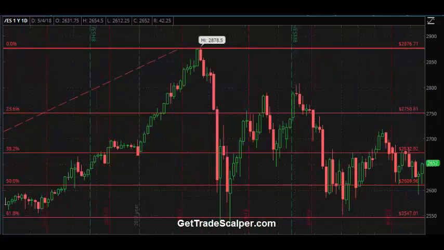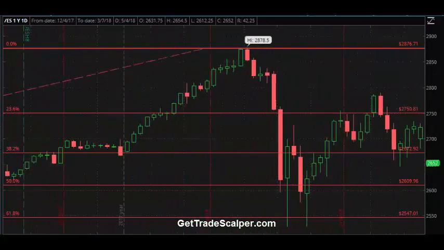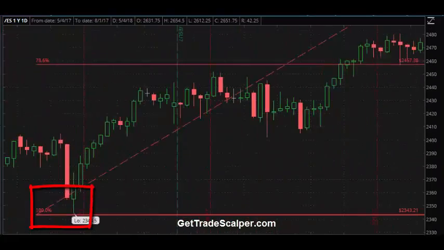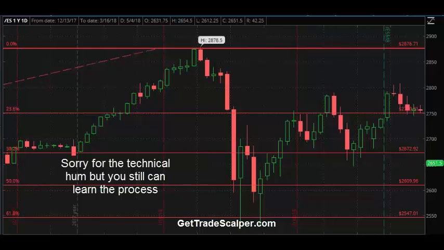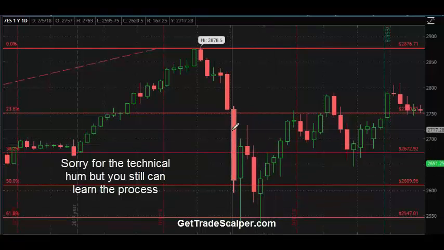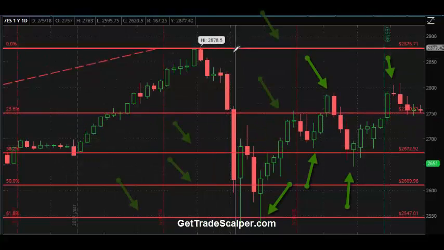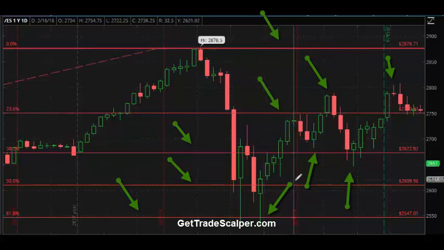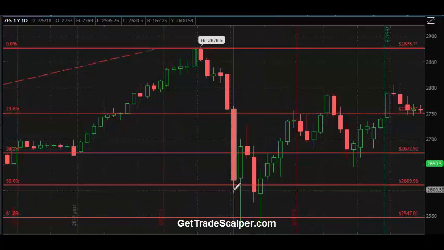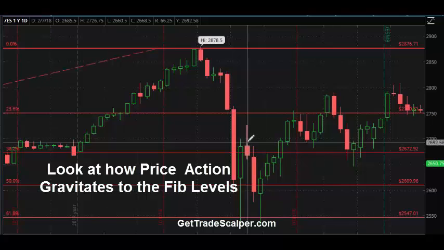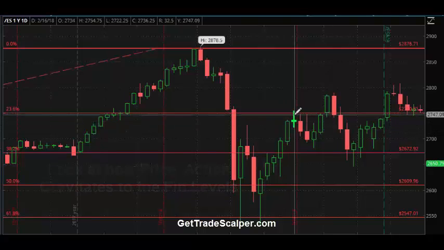Now, let's see if I can get a little closer here. So we'll go ahead and drill in a little closer. You see that's the low point there, and that's the high point there, and we can begin to see something that you as a trader would want to be looking out for, and that's the support and resistance levels, fib levels, right? And as we can see, price has kind of magically grabbed those levels, it gravitates to those levels, right?